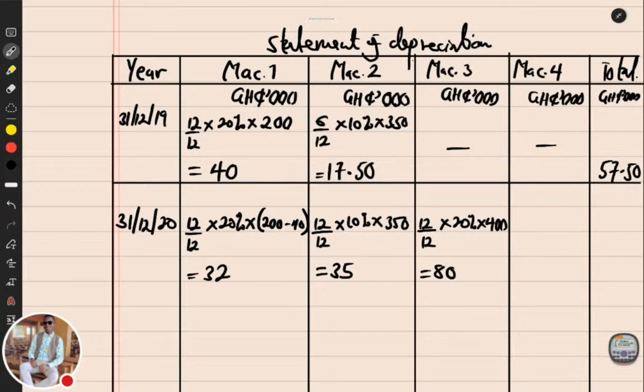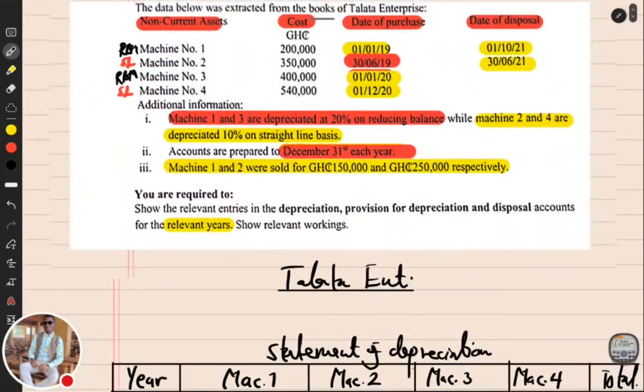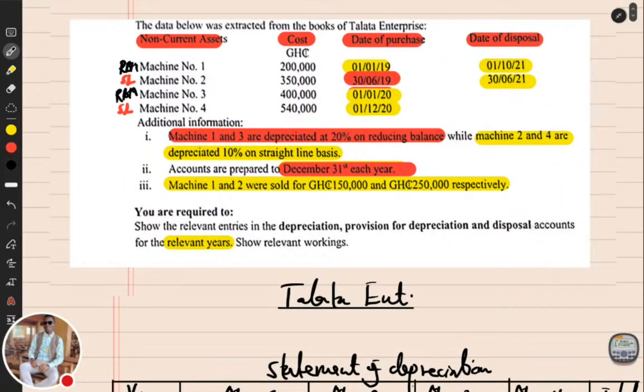Then, machine number 4 on straight line method, we bought machine number 4 in the year 2020, but it was bought on what? 1st December. You can see 01/12/20. So that means we bought it on 1st December 2020. And we also know that our financial year ends on what? 31st December each year. So that means machine number 4 for the year 2020, we have used it for just what? 1 month. 1 month.